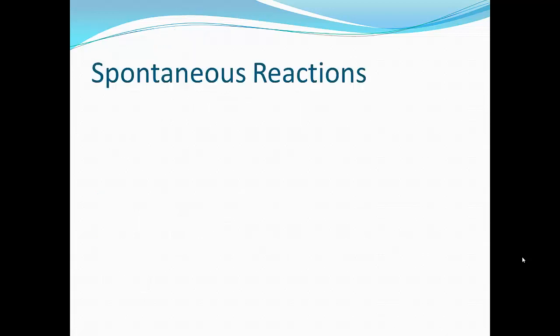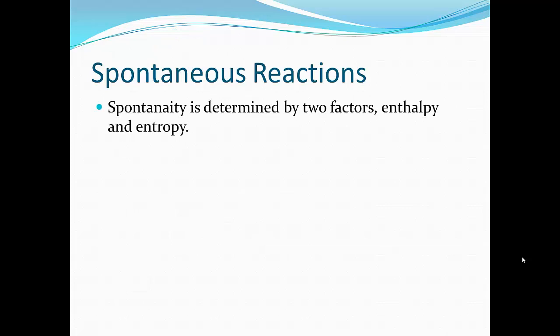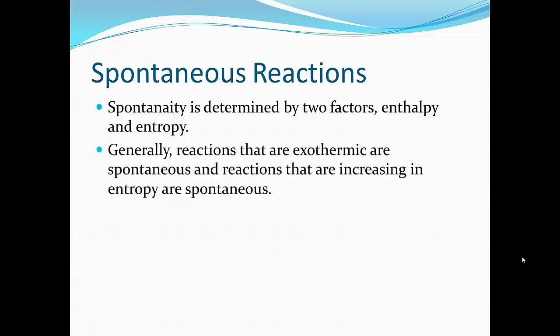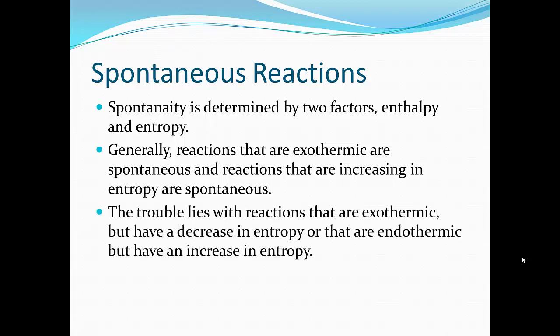All right, spontaneous reactions. So spontaneity is determined by 2 factors, the enthalpy of the reaction and the entropy of the reaction, meaning if it's endothermic or exothermic, and if it shows an increase or decrease in randomness or disorder. Generally, reactions that are exothermic are spontaneous, and reactions that are increasing in entropy are spontaneous. So if you're exothermic and your delta S is going up, you're definitely going to be spontaneous. The trouble lies with reactions that are exothermic but have a decrease in entropy, or those that are endothermic and have an increase in entropy, because you don't know which one's going to win.